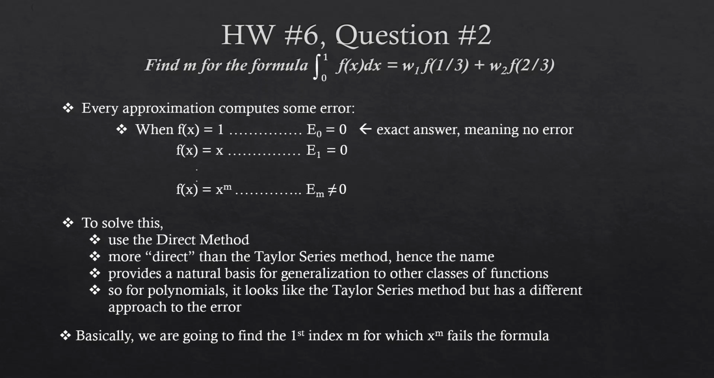Next, we have a question that I had pulled from our sixth homework. This was question 2, and it asks us to find m for the integral from 0 to 1 of f of x dx equals weight 1 times f of 1 over 3 plus weight 2 times f of 2 over 3. So this question introduces another topic that was covered in the course, and it talks about finding error.